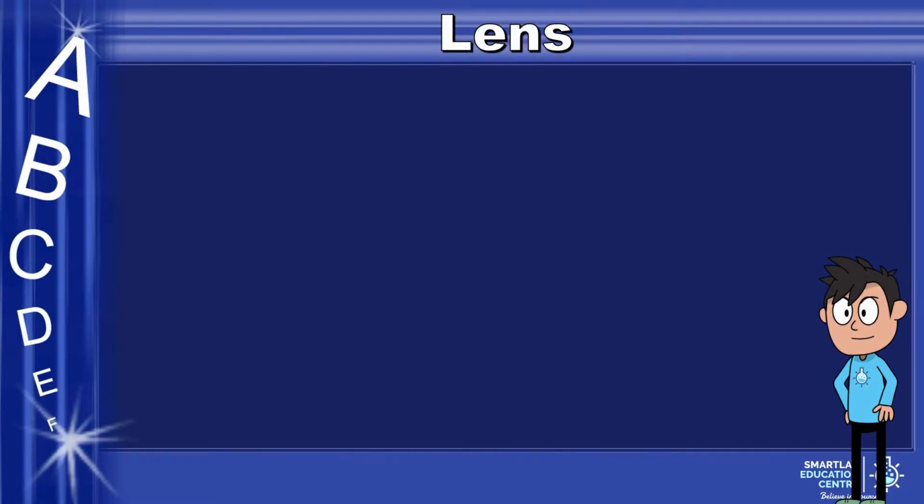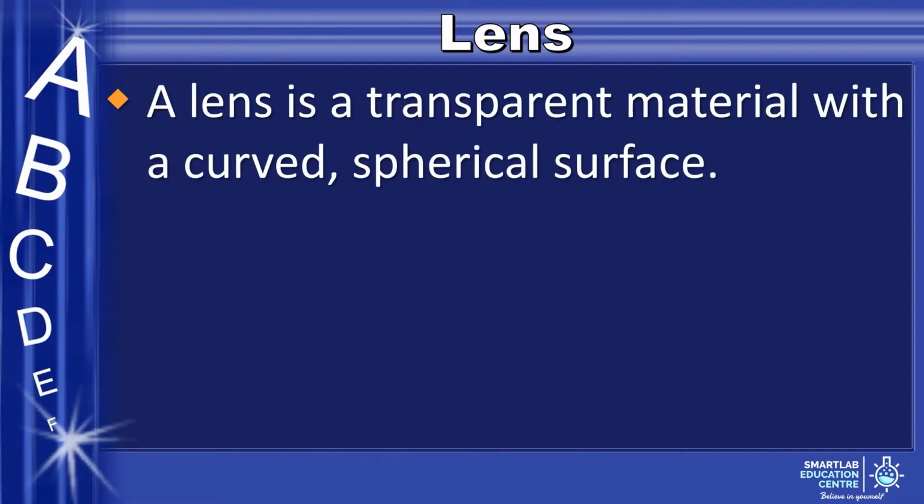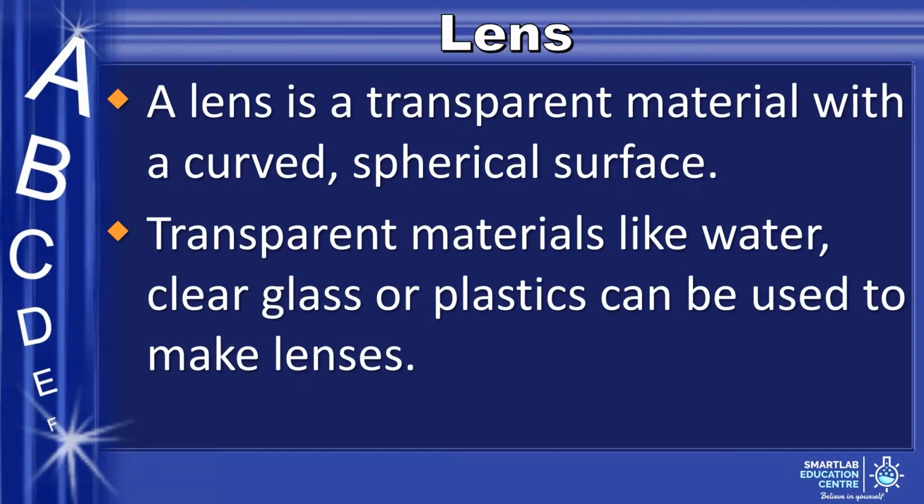A pair of glasses contains lenses to allow people to see better at far distances. But what are lenses? A lens is a transparent material with a curved, spherical surface. Transparent materials like water, clear glass, or plastics can be used to make lenses.